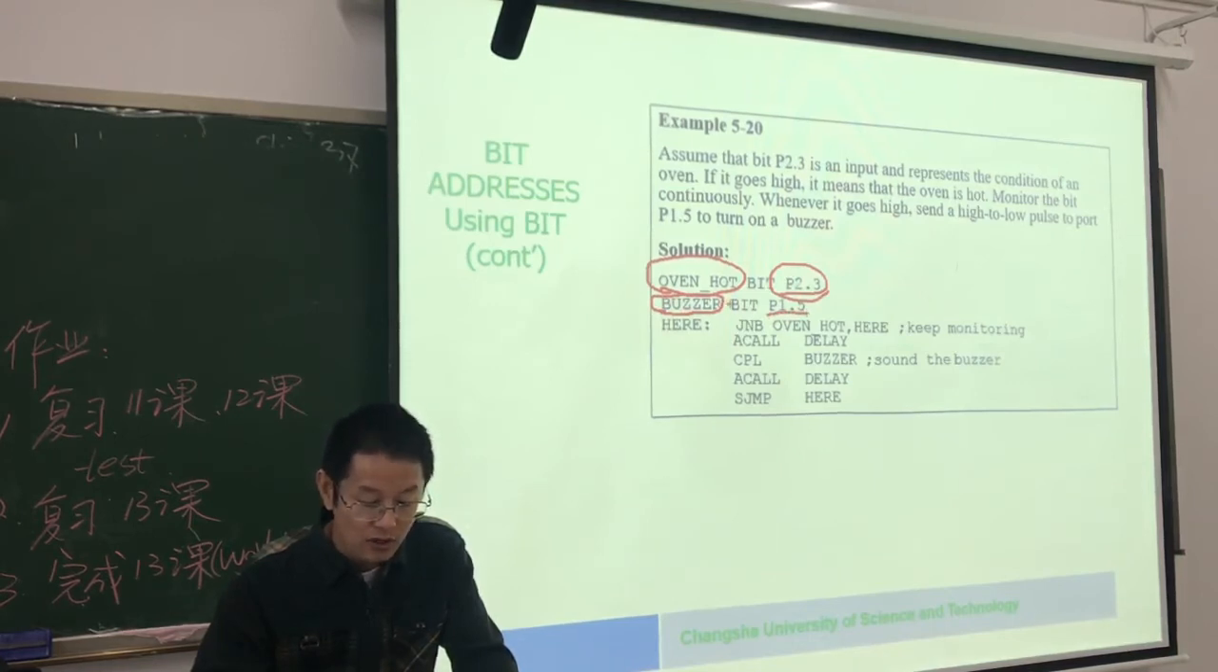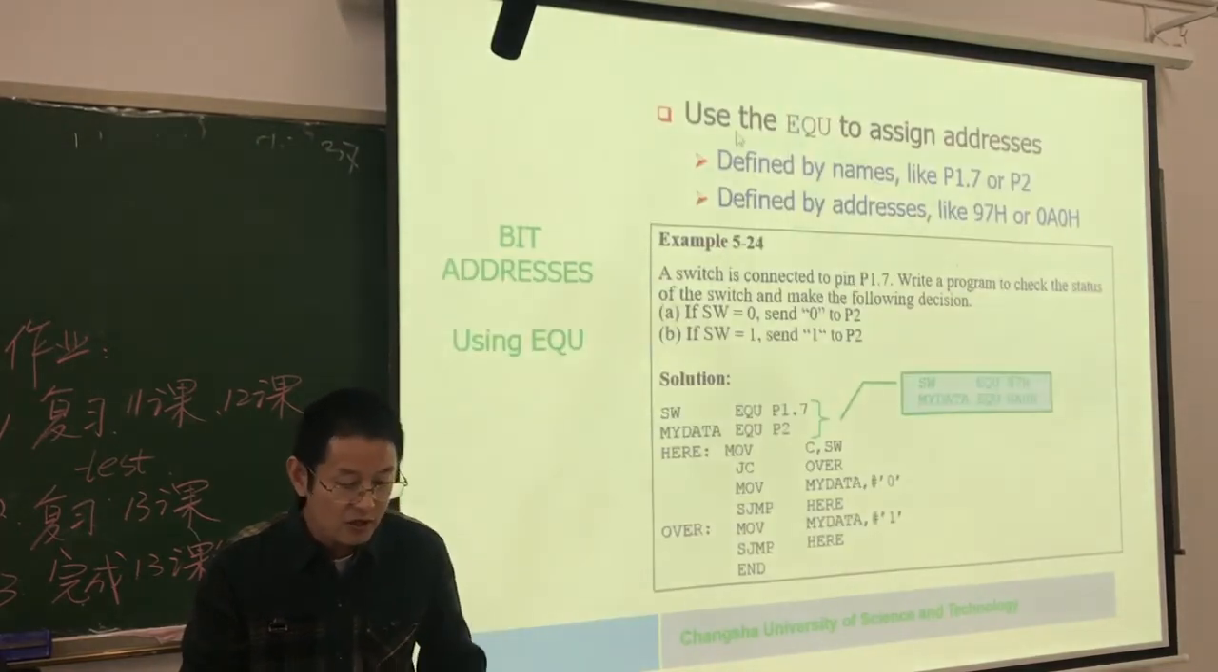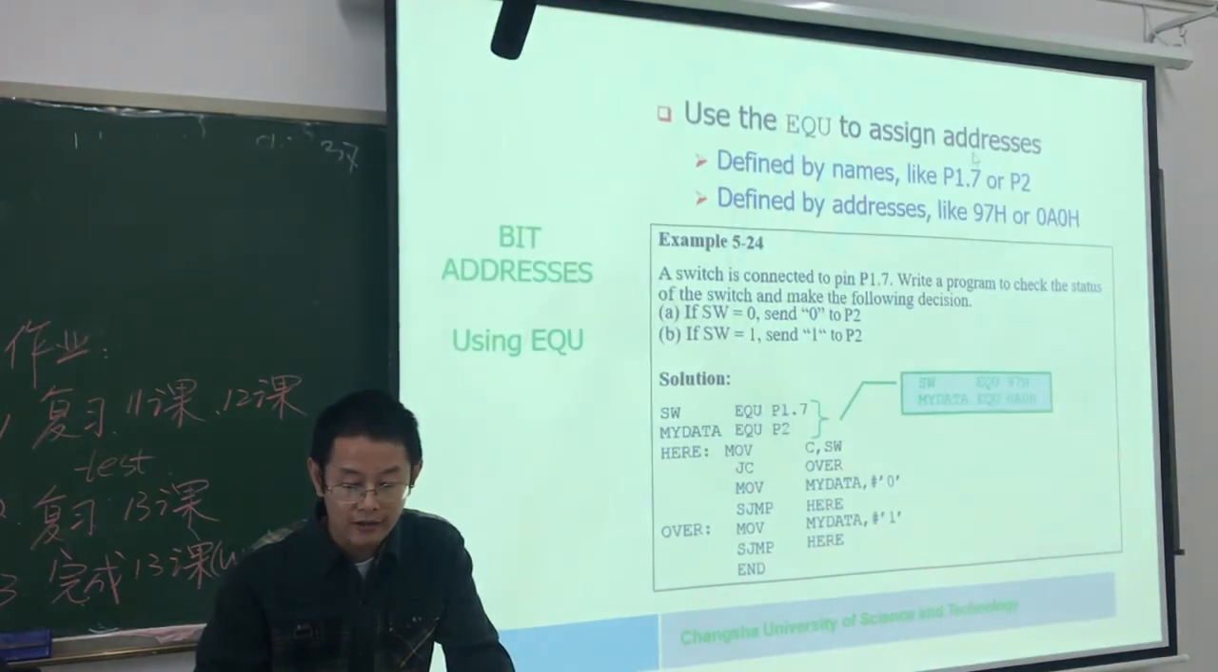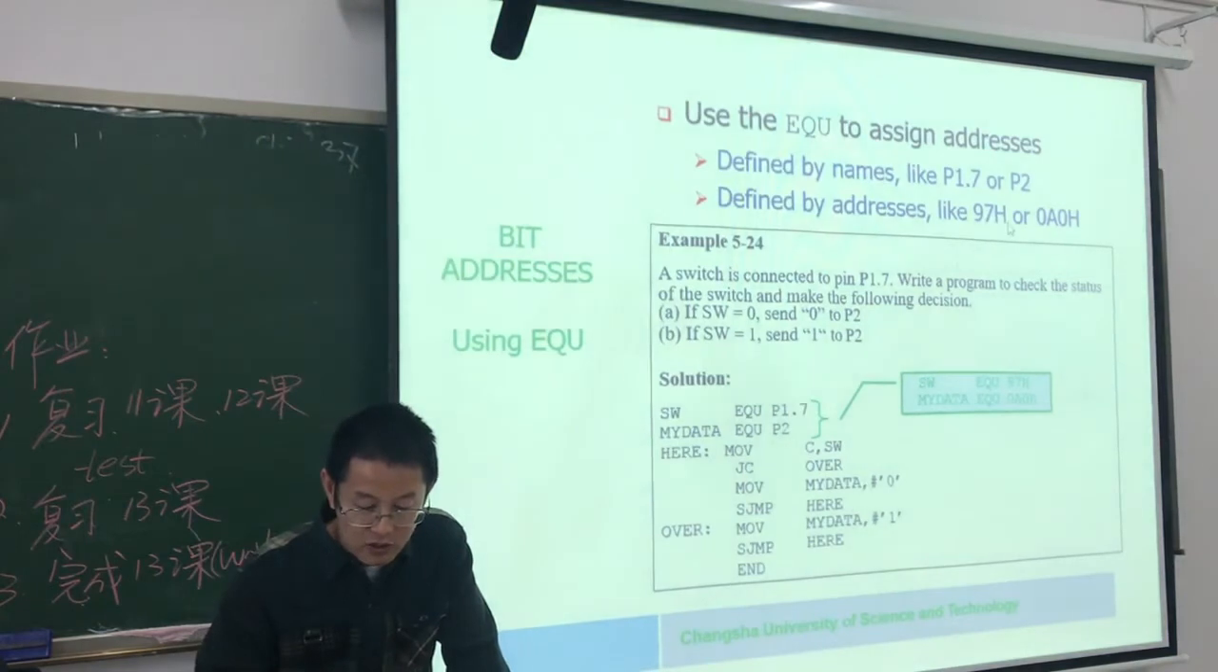You can just use two strings for these two addresses. Use the EQU to assign addresses defined by names like P1.7 or P2.3, or defined by addresses like 87H or 80H.